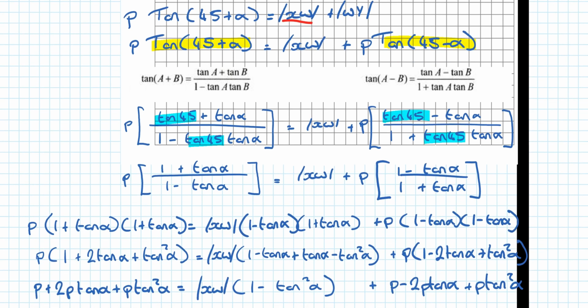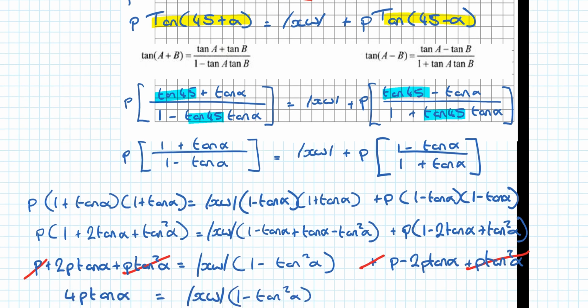Continue to multiply it out, multiply in the p's, and what you'll then find is when we try and bring all the terms with p's to the left hand side, that's going to cancel. And what else will cancel? That will cancel. And when you add 2p tan alpha to both sides, you're going to get 4p tan alpha. Now divide by this bracket to get xw on its own. Remember, it's the prize, what we're trying to find.